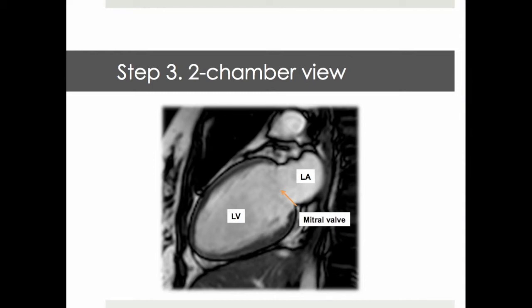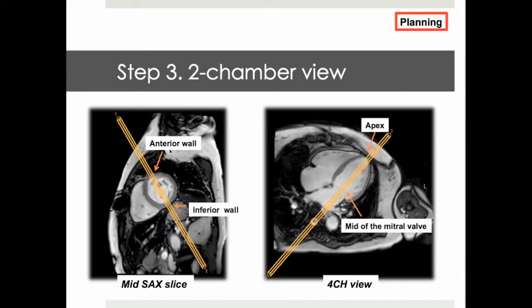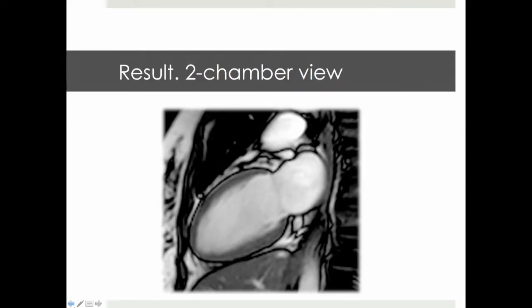Our next planning step is 2-chamber view, defined by visualization of the left ventricle, left atrium, as well as mitral valve in the middle. For planning, we again use mid-short axis slice, as well as 4-chamber view that we have just acquired. The planning landmarks include apex to mid of the mitral valve, defining long axis, as well as inferior and anterior wall.